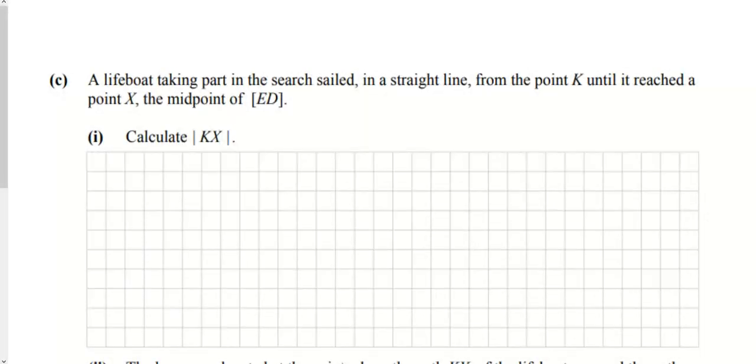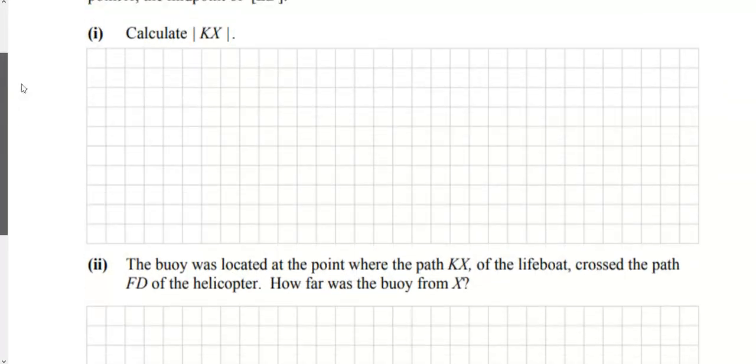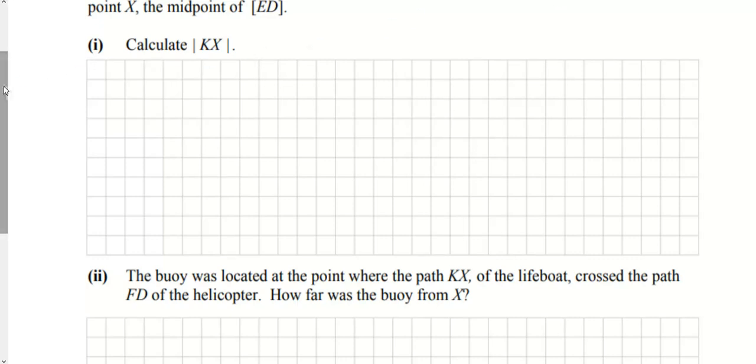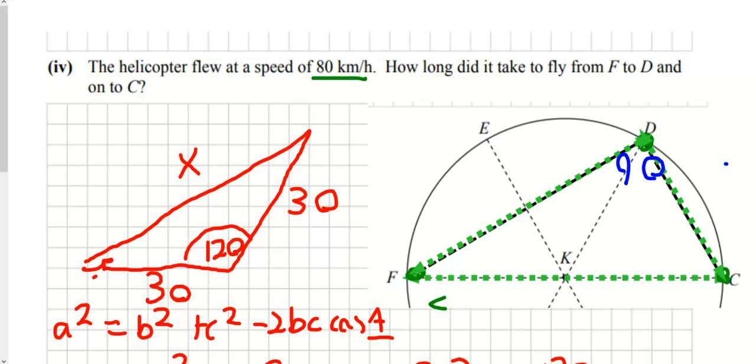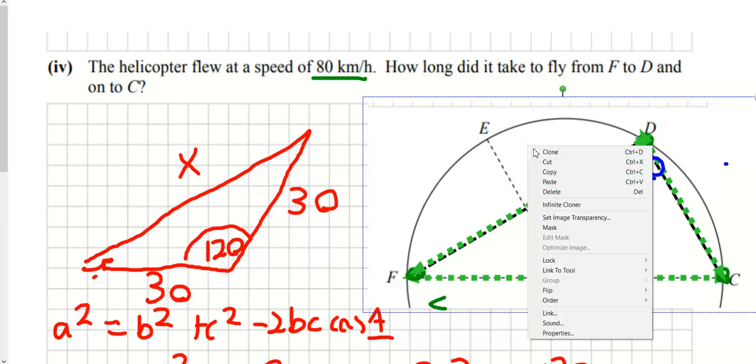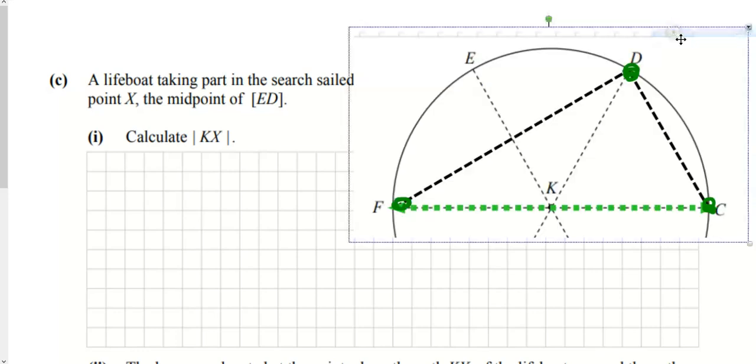Grant. There's a part C to this as well. A lifeboat started taking part in the search. It sailed in a straight line from K until it reached the point X, the midpoint of ED. Calculate KX. Okay, I'm going to take this diagram here, cut it and bring it over here, and we're going to have a look at what on God's green earth they are talking about.